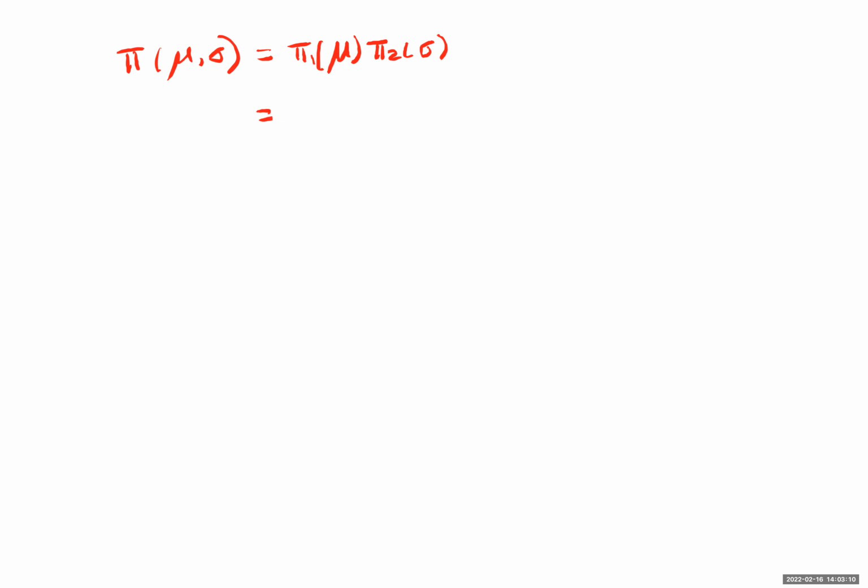So what do we have? We have 1 over 2 pi sigma 0 squared, and then in the exponent, because it's the prior about mu, we have negative, and 2 sigma 0 squared over here, and it's going to be mu minus mu 0 squared. That's the normal prior.